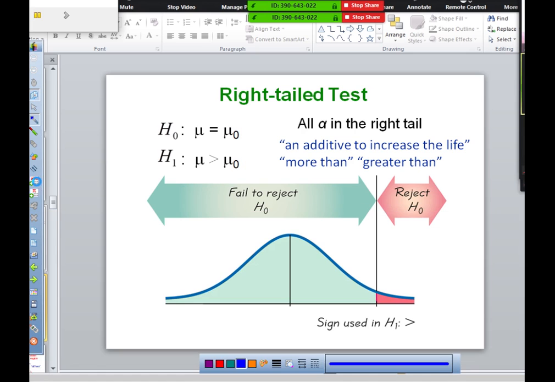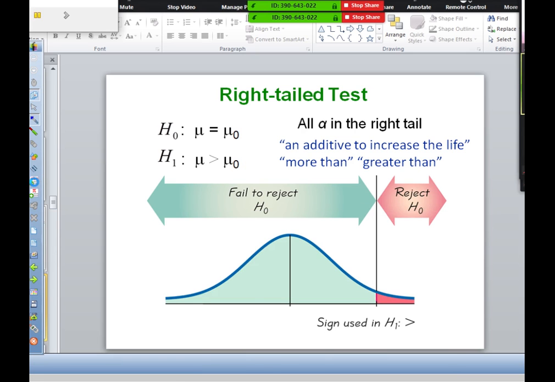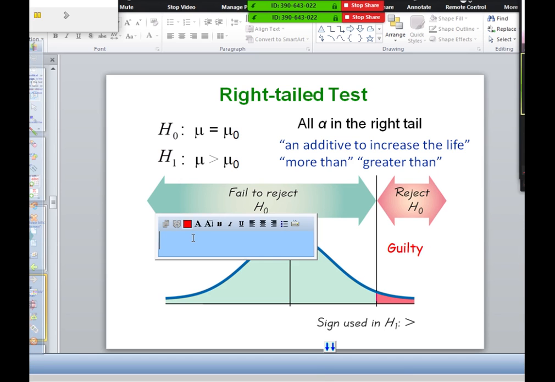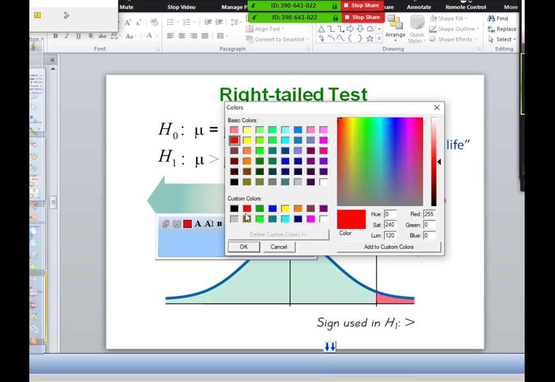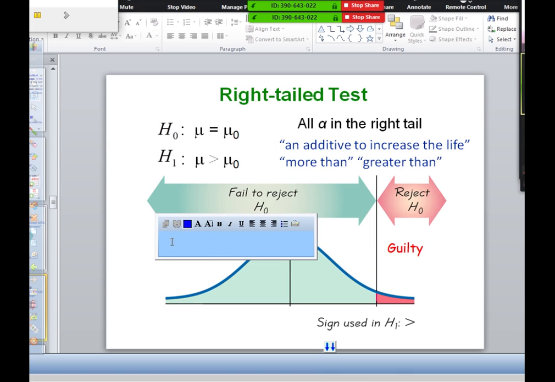Thanks. Right-tailed test. H naught is mu equals mu naught. H1 is mu greater than mu naught. Great. All alpha in the right tail, contractor wishes to increase the life. Sorry, my bad. More than and greater.